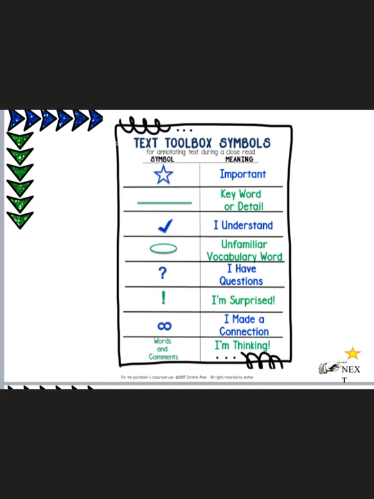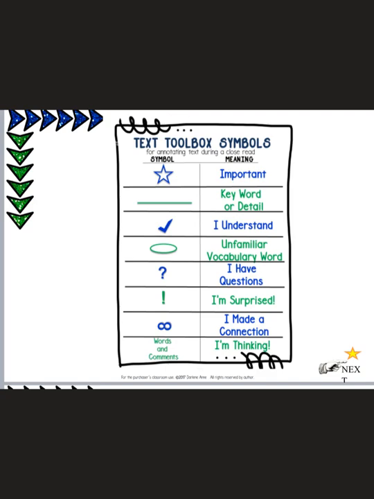An exclamation point is something that surprised me, maybe a fact or a story or even a picture that I wasn't expecting. That is an infinity symbol. It's something that I made a connection with. Again, maybe an inference I drew. Maybe I found a fact that I made a connection to another text or a story that I read. So I'm going to use that infinity symbol.